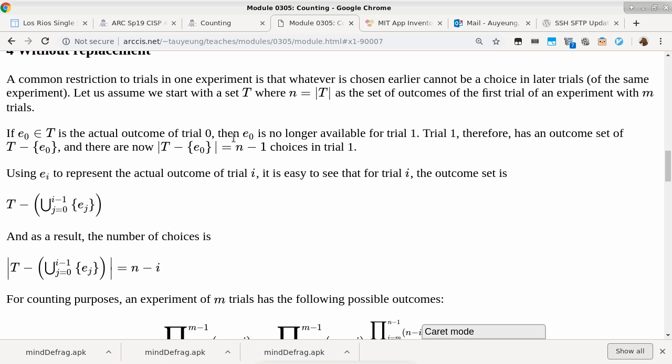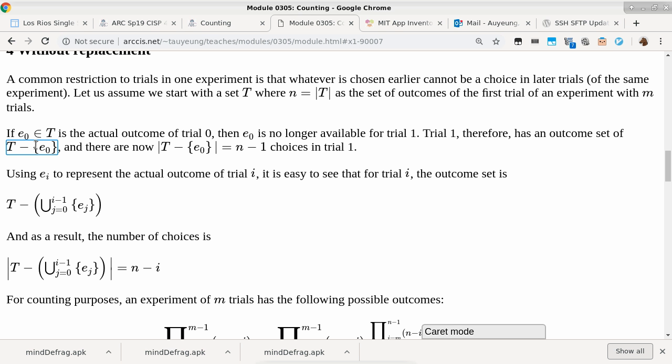So in this case, how do we do all the calculations? Now it's a little bit tricky. We'll say, if E subscript 0 in T is the actual outcome of trial 0, then E0 is no longer available for trial 1. So trial 1 now has an outcome set of T minus the set E0. Does that make sense? Because E0 is no longer available as a choice in the second trial, or trial 1, in this particular case. Is that okay?